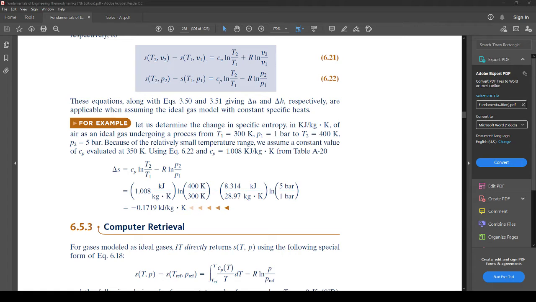Think about it this way: if I run a bunch of steam through a turbine, and it crashes against the blades, and there are frictional losses and all types of losses, we cannot lose entropy, right? Because remember, entropy is a kind of measure of disorder. So we cannot ever go back to where we started.